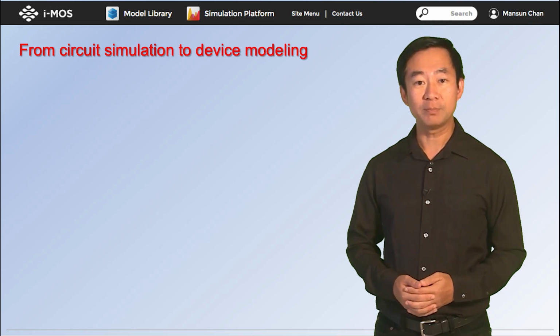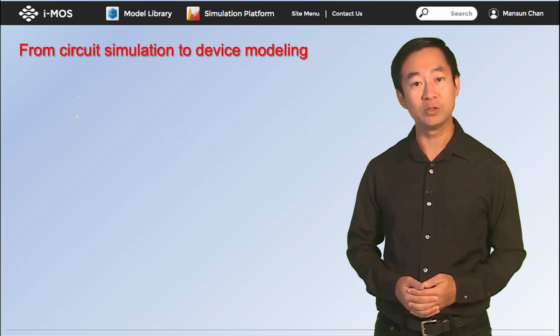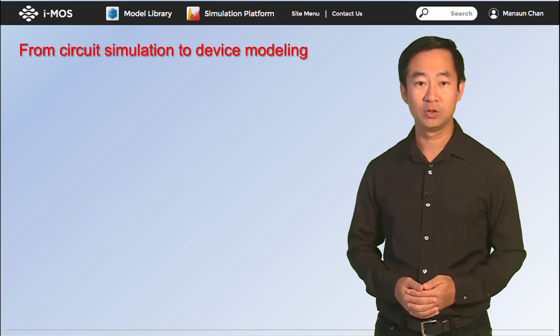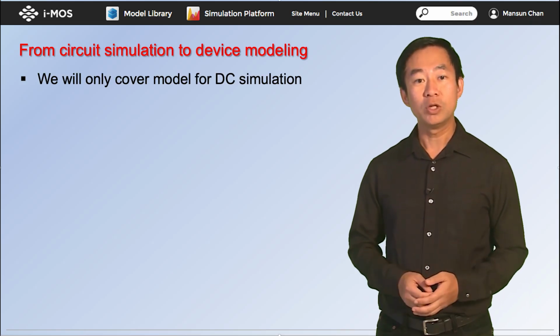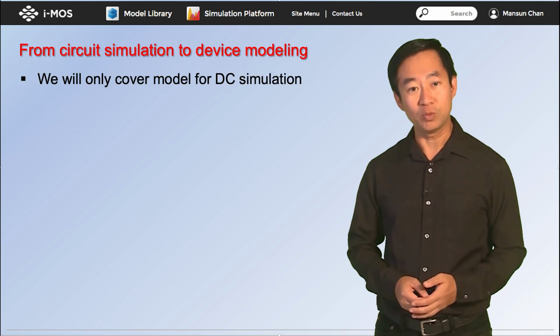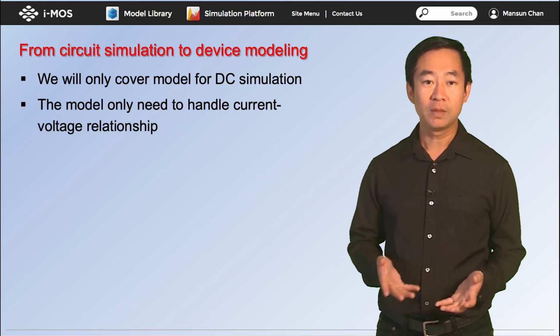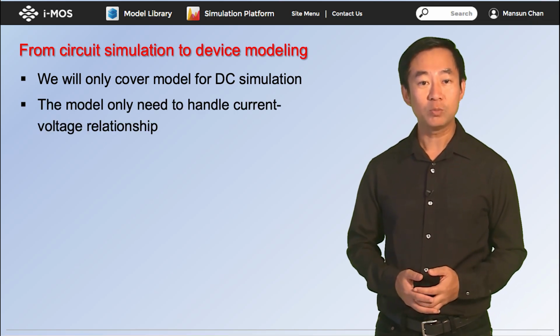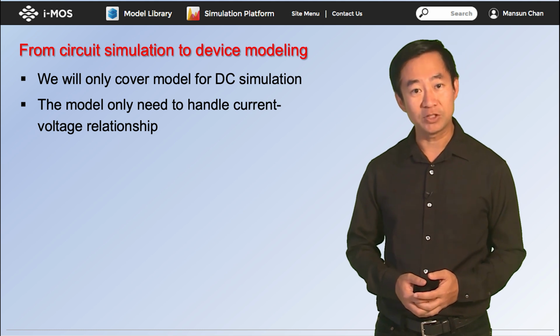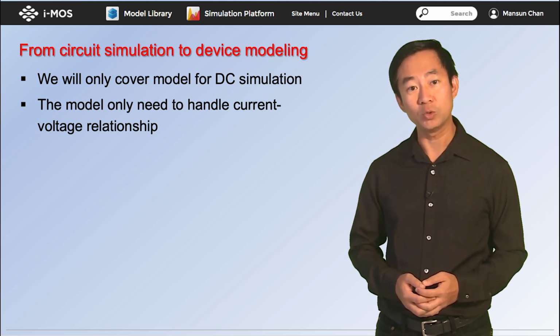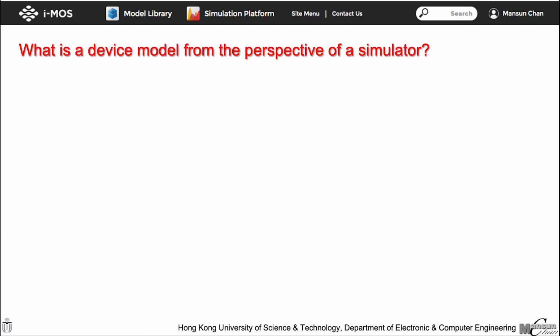Now that we have covered the basics of circuit simulation, let's move on to device modeling. To keep things straightforward, we will just cover DC simulation, which deals solely with the relationship between current and voltage. Once you grasp how to create the current model, you can apply the same principles to develop the charge model. Since the main function of a model is to produce terminal currents and their derivatives, any black box that can produce the required outputs can be considered as a current model.